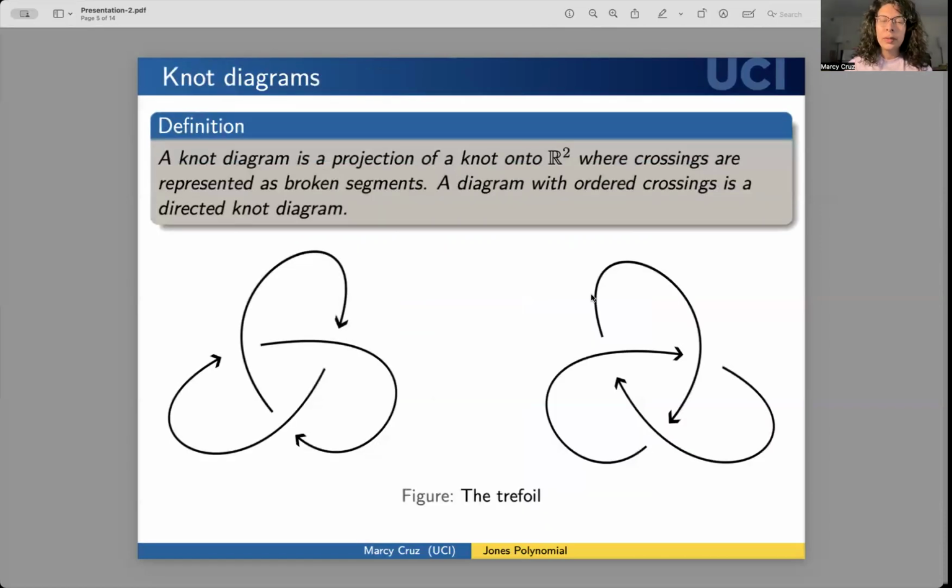What we use is called a knot diagram, which is a projection of the knot onto R2, where we represent any crossings as a break in the segment. And this correlates to a segment passing under another segment. We can also choose an ordering to these crossings, and when we do so, we refer to this as the directed knot diagram, two examples of which we have here, which are the left and right-handed trefoils.